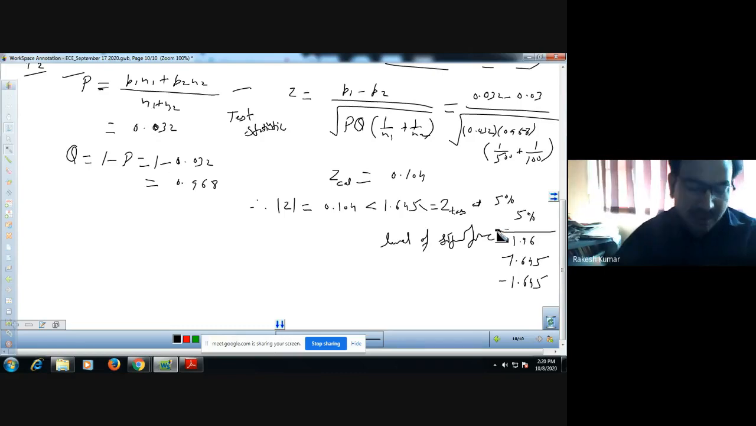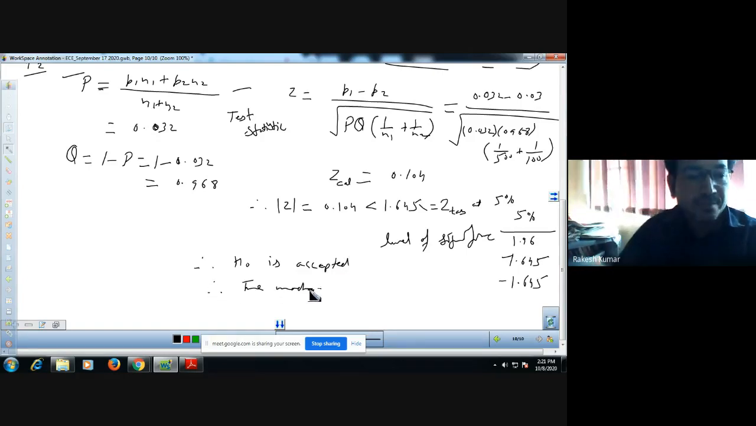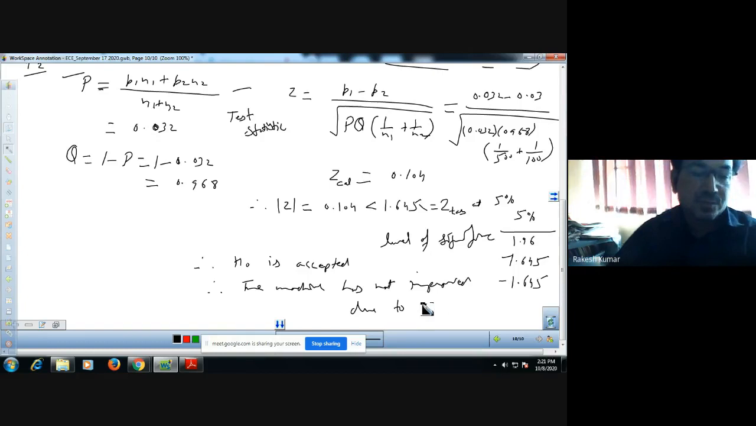And if the calculated value is less than the table value, it means the null hypothesis is accepted. This was already done in previous class. Therefore, H naught is accepted. What does it mean? It means the machine has not improved due to overhauling. Whatever we supposed as a hypothesis is accepted: that really the machine has not been improved after overhauling it.